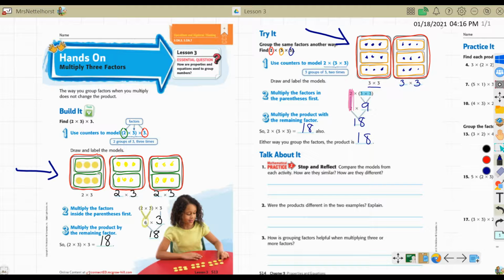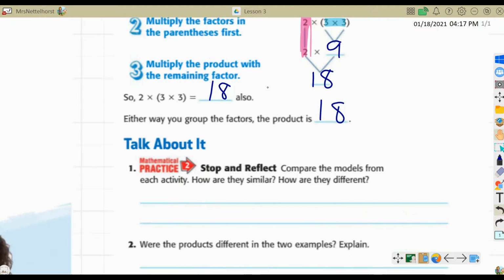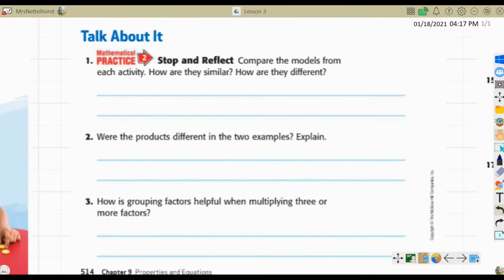Okay, so I'm looking at it and I see they both equal 18, but the first one I grouped 2 times 3 and then multiplied all of it by 3. And the second time I multiplied 3 times 3, and then I multiplied that by 2. So I'm going to type an answer in here, and I just made more marks than I needed, because I wasn't in stretch the screen mode.